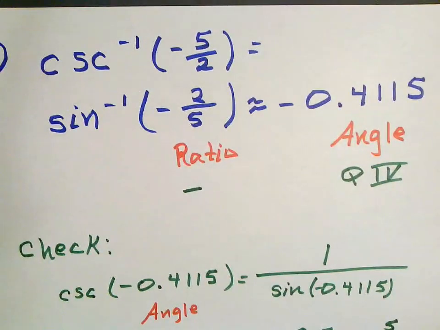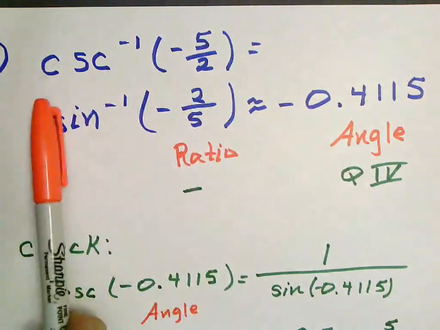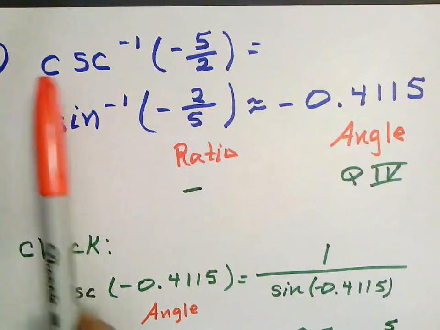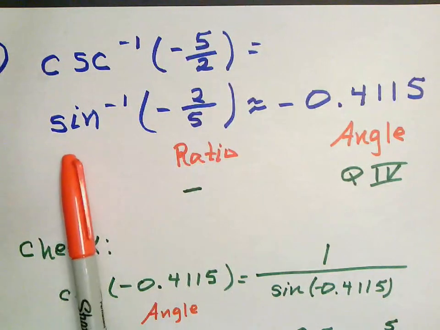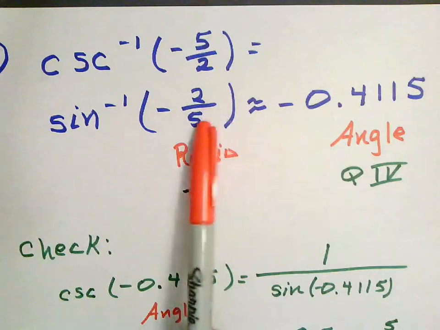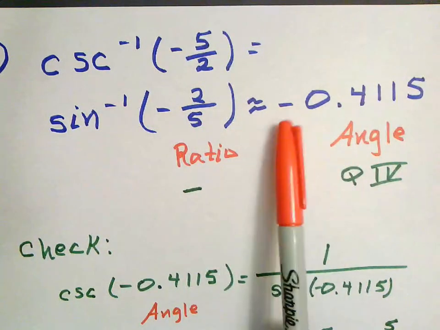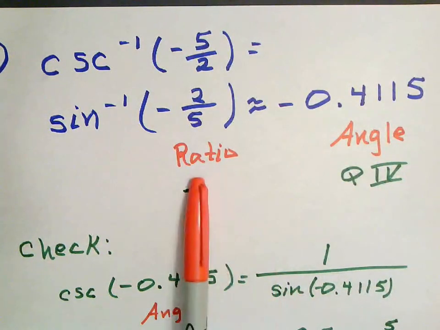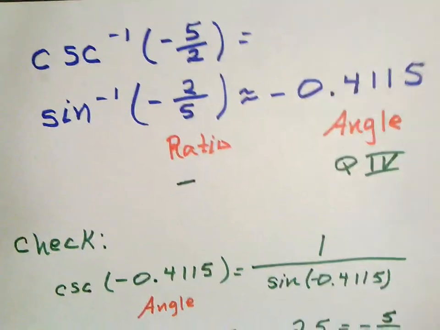Here we have inverse cosecant of a negative 5 over 2. Well, most of your calculators don't have inverse cosecant, so we have to think about reciprocals. An angle whose cosecant is negative 5 over 2 is the same angle whose sine is the reciprocal, which is a negative 2/5. And when we put this into our calculator, we're getting approximately negative 0.4115. This is the ratio, and this is the angle. It is negative, and it's in quadrant 4 from what we were doing.